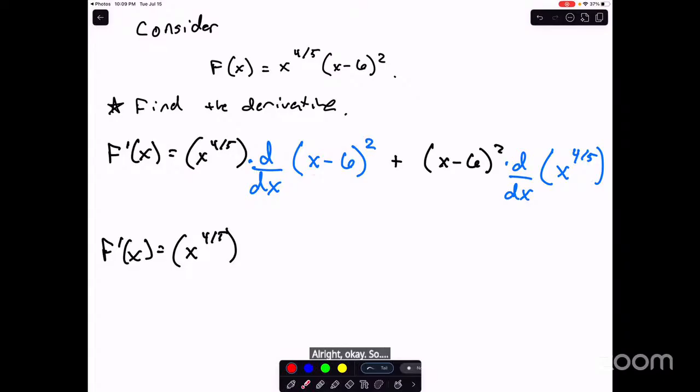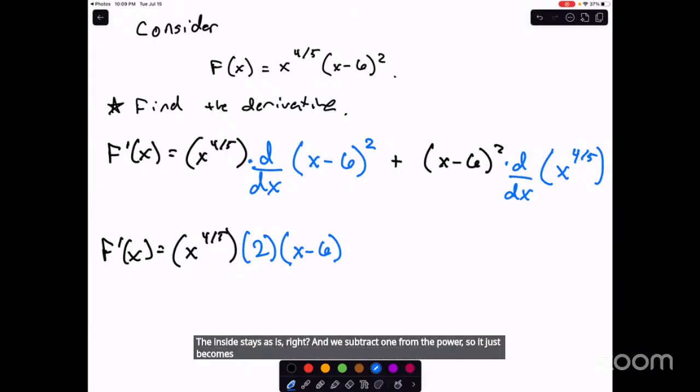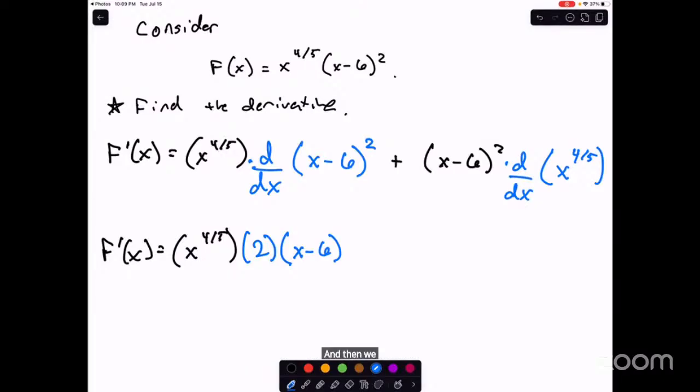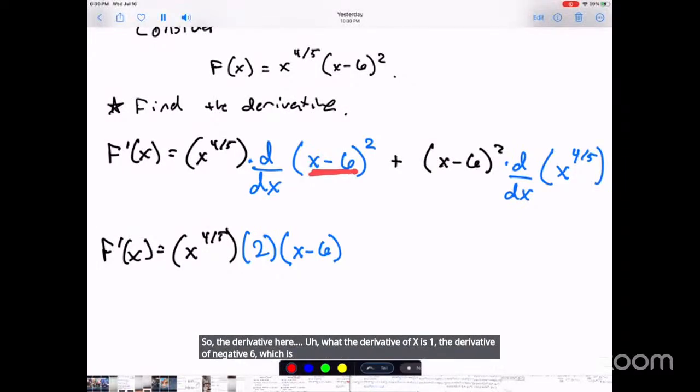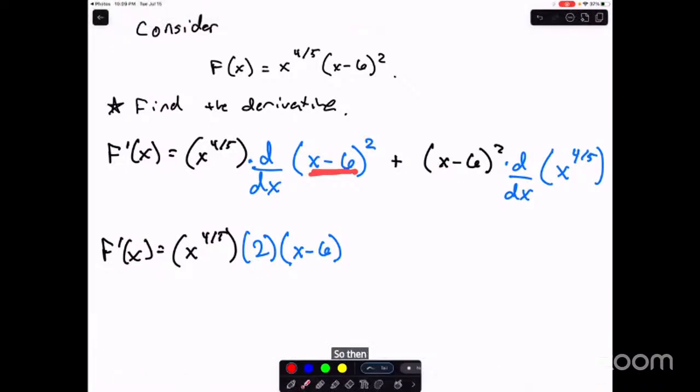Here, the 2 comes down, the inside stays as is, and we subtract 1 from the power, so it just becomes a 1. There's an implied 1 there. And then we say times the derivative of the inside function. The derivative of x is 1. The derivative of negative 6, which is a constant, is 0. So 1 plus 0 is just a 1 there. We don't necessarily need to write that times 1, but it's times 1. So that's the first times the derivative of the second.